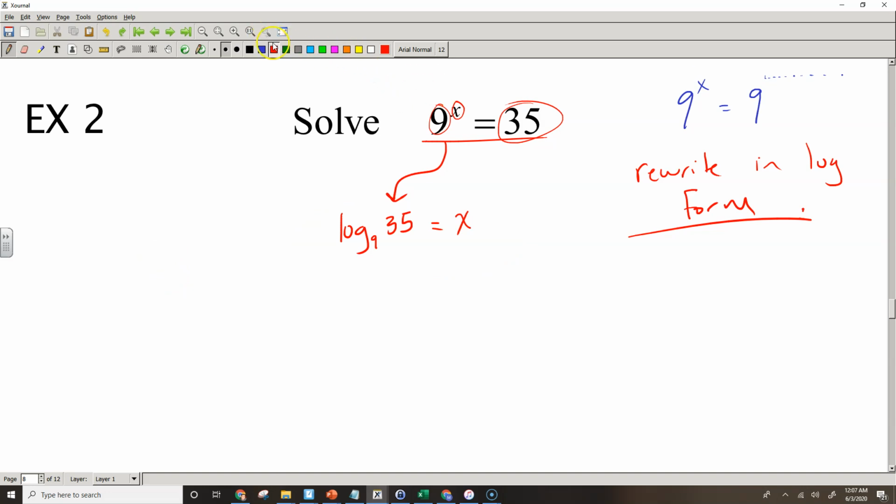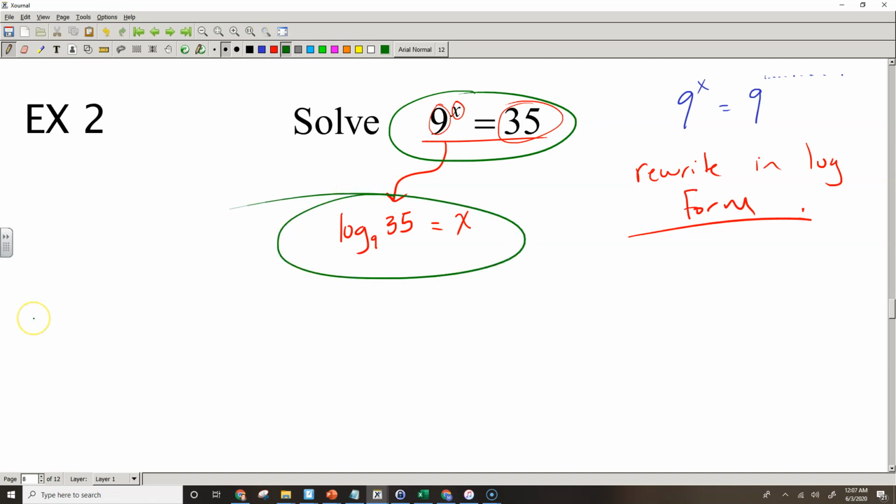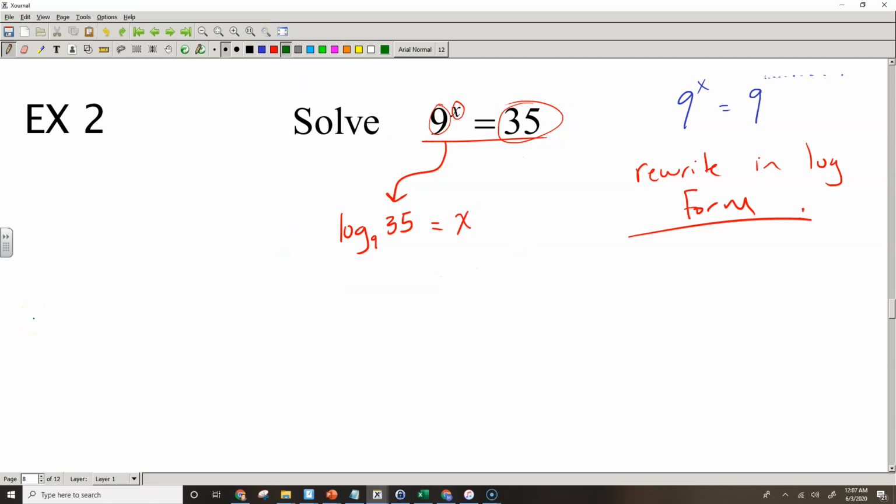So again, these are equivalent equations right here. And I'm just rewriting them. Because remember, a logarithm is actually an exponent. So if we can figure out what this is right here, x is actually equal to log base 9 of 35.